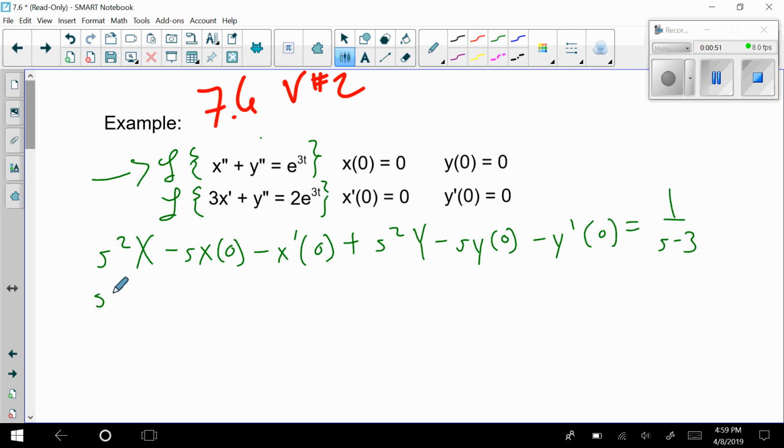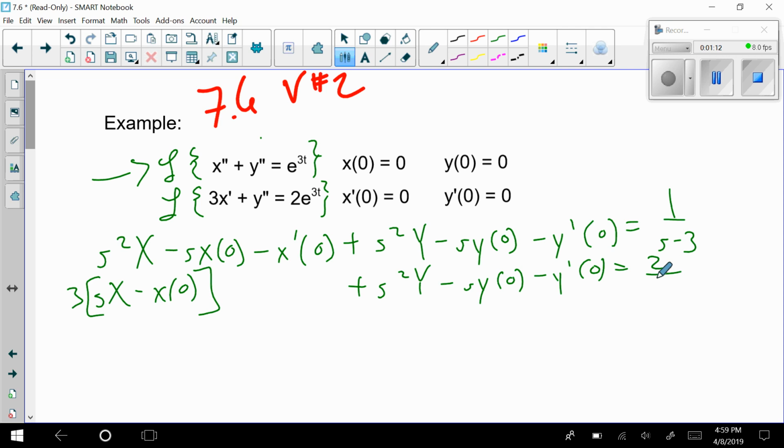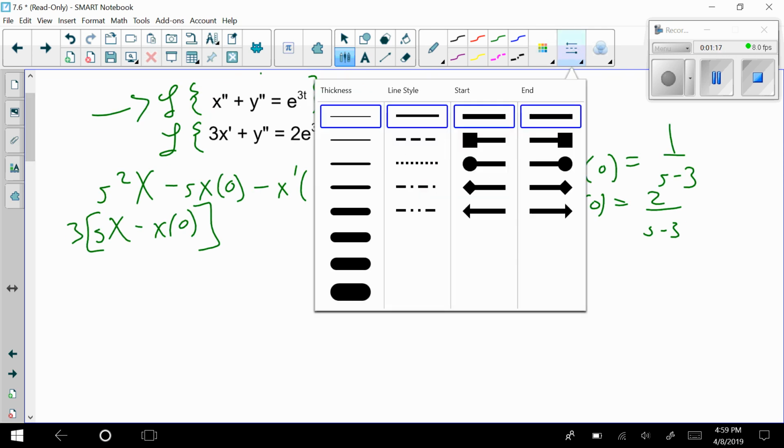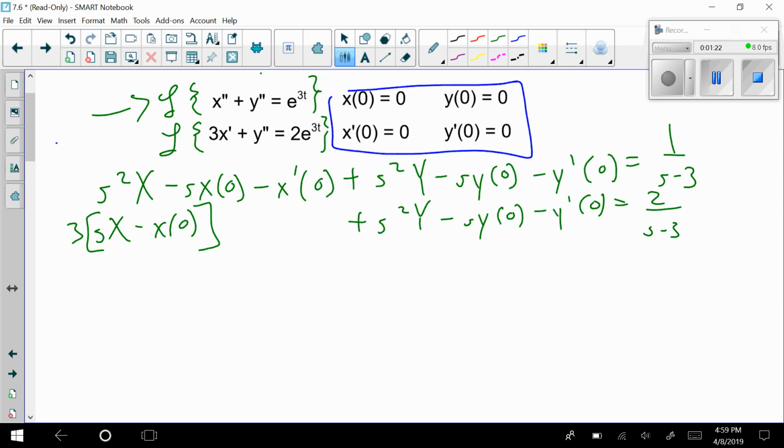Doing the next one, I would have 3 times s of big X minus x of 0. Then I have the same y prime here, so it's s plus s squared big Y minus s times y of 0 minus y prime of 0 equals 2 over s minus 3. Right? And at first it might look a little much, but what's really nice here is that I have all these zeros. So like this is a 0, 0, 0, 0, 0, 0, and a 0.